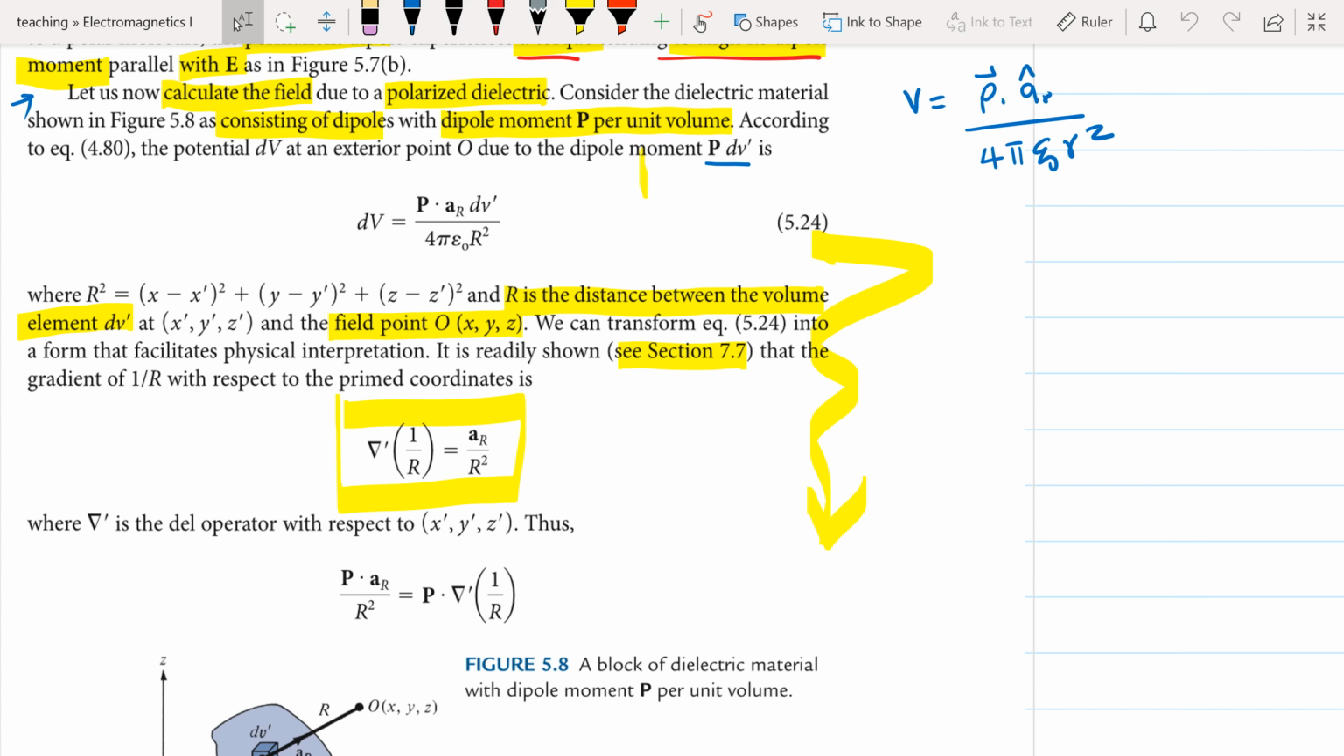We now attempt to calculate the electric field due to a polarized dielectric. Having understood how a material gets polarized and the two different types of materials, one that is polar and the other non-polar, we want to find out the effect of the polarization on the applied electric field. Now we are going to consider the dielectric material as shown in this figure.